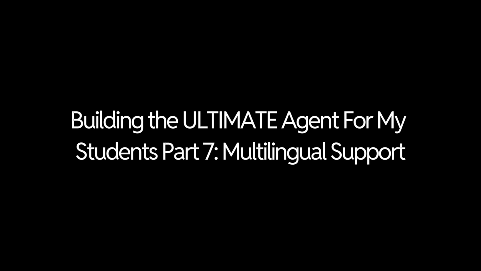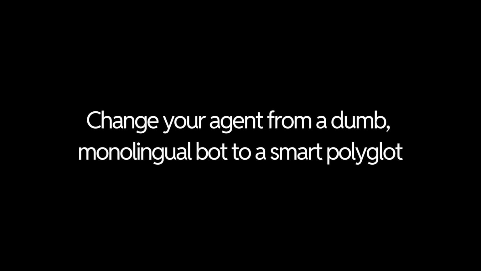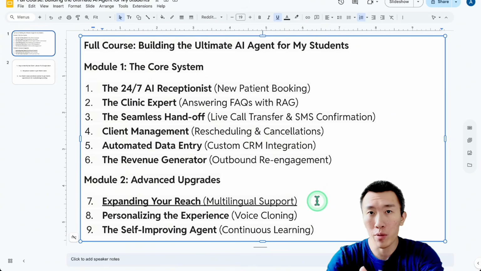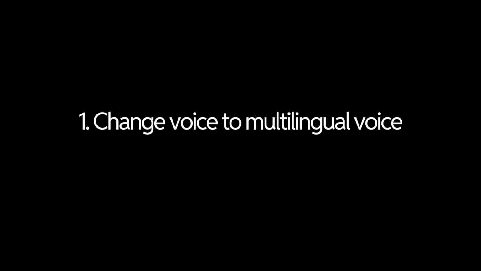Part 7 of building the ultimate AI agent for my students, multilingual support. By the end of this video, you'll know exactly how to change your agent from a dumb one that only speaks one language to a smart one that speaks every single language imaginable. And the crazy thing is we can actually do this in only 2 easy steps. The first one is we're just going to need to change some settings, basically the voice.